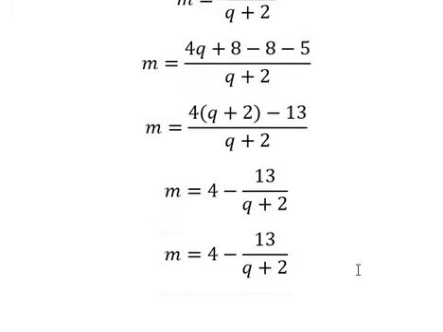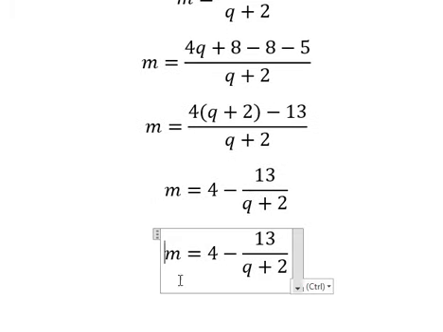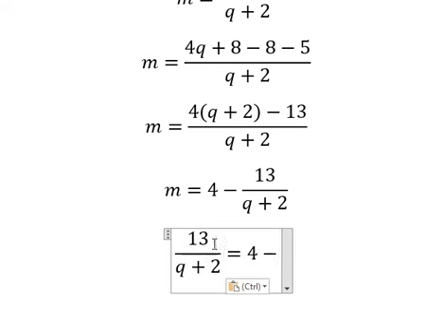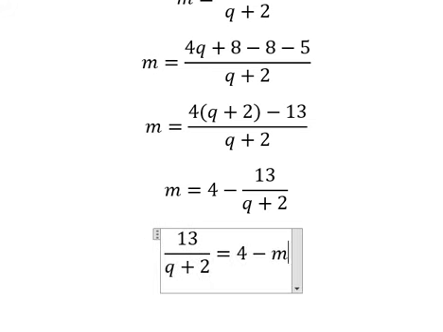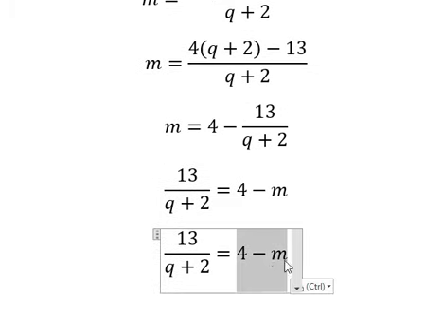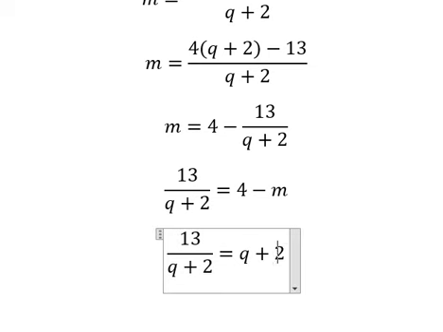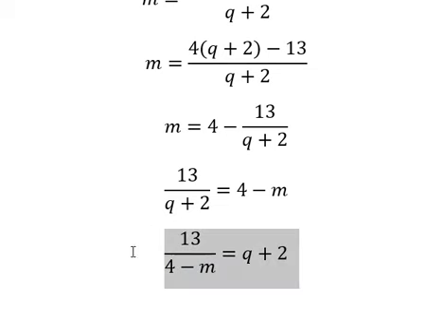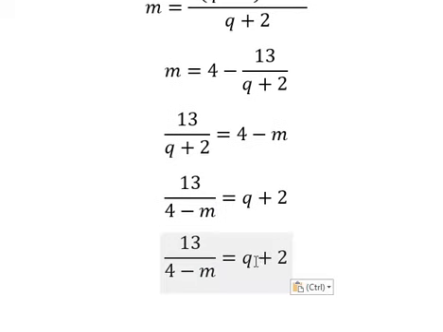Next I will put m go to here and this one go to here. Now I will put this one go to the left, q+2 go to the right. Next I will put number 2 go in here.